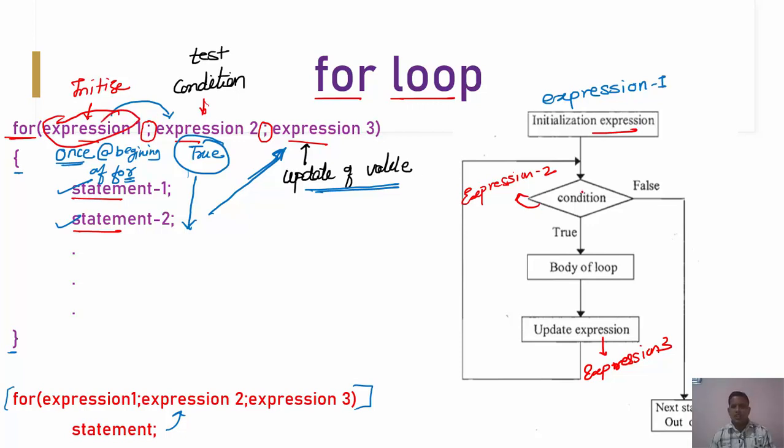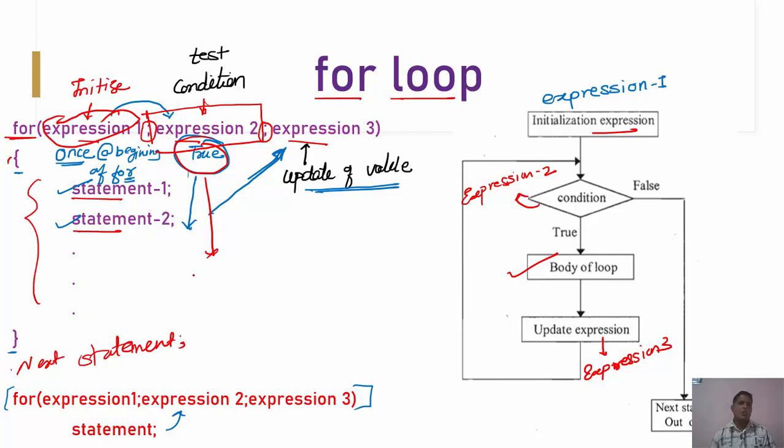After completion of this, it is going to check the condition. Check the condition means what? It's dealing with expression number 2. If expression number 2 is true, then the body of the loop, meaning these statements, gets executed. If it is false, it comes out directly and does not execute the body of the loop, and whatever next statement is defined after this for loop gets executed by the program.